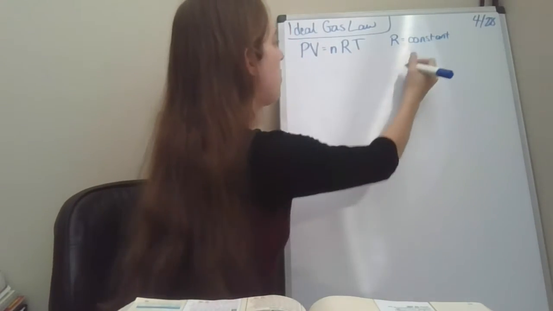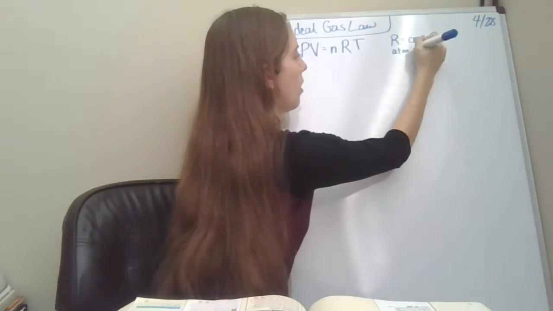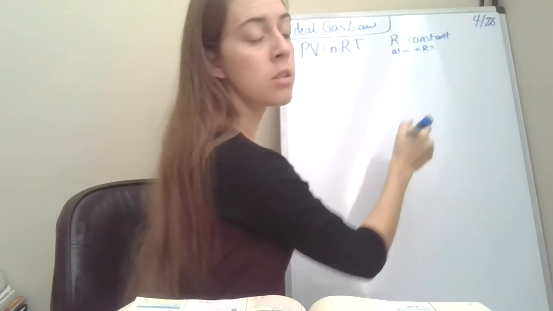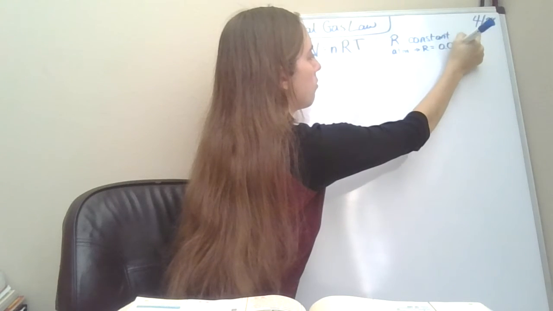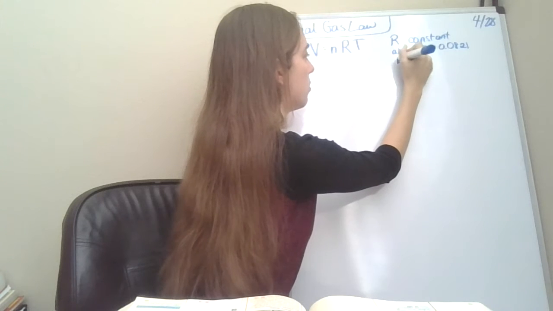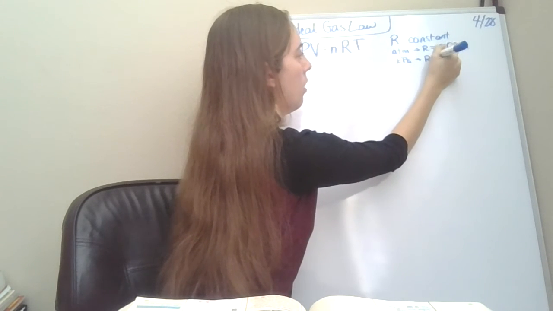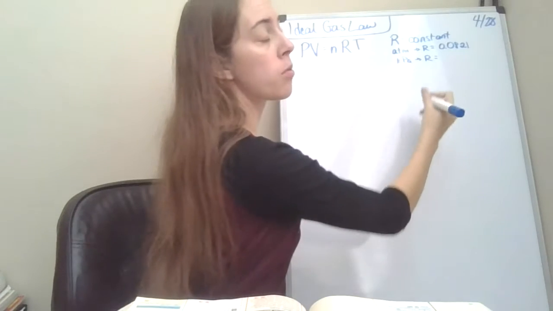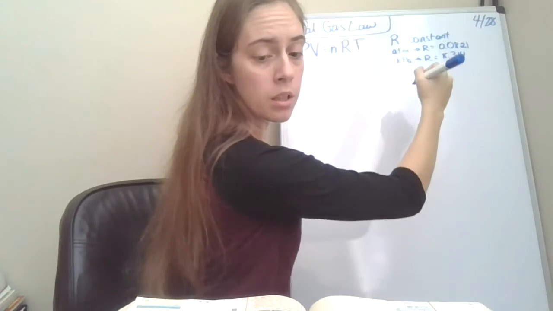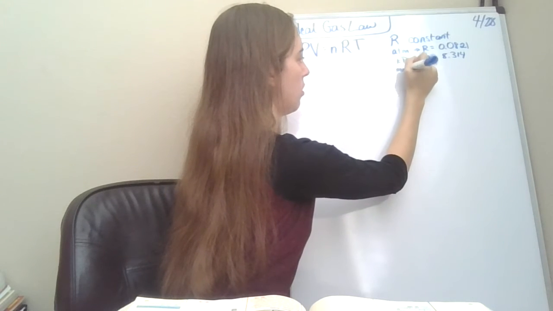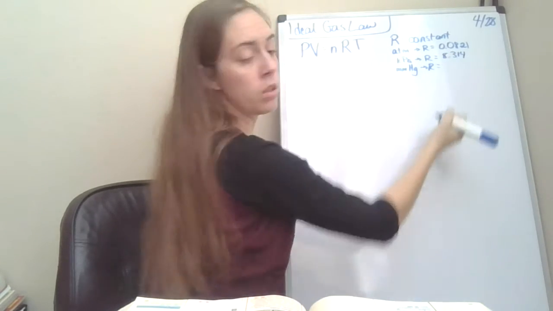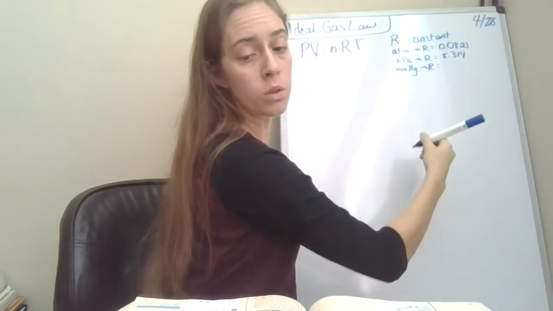If you're using atmospheres, then your R is going to equal 0.0821. If you're using kilopascals, then your R is going to equal 8.314. And if you're using mmHg, then your R is going to equal 62.4.